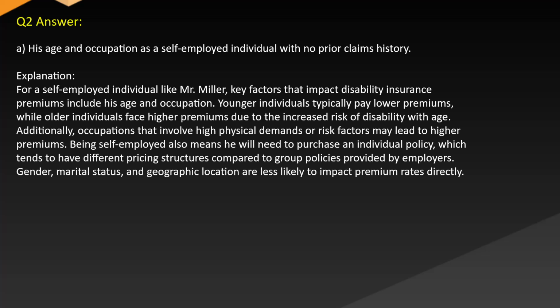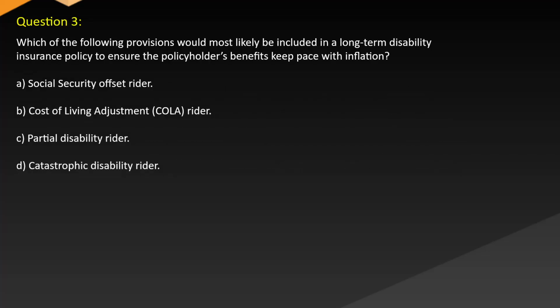Gender, marital status, and geographic location are less likely to impact premium rates directly. Question 3. Which of the following provisions would most likely be included in a long-term disability insurance policy to ensure the policyholder's benefits keep pace with inflation? A. Social Security offset rider. B. Cost of living adjustment (COLA) rider. C. Partial disability rider. D. Catastrophic disability rider.